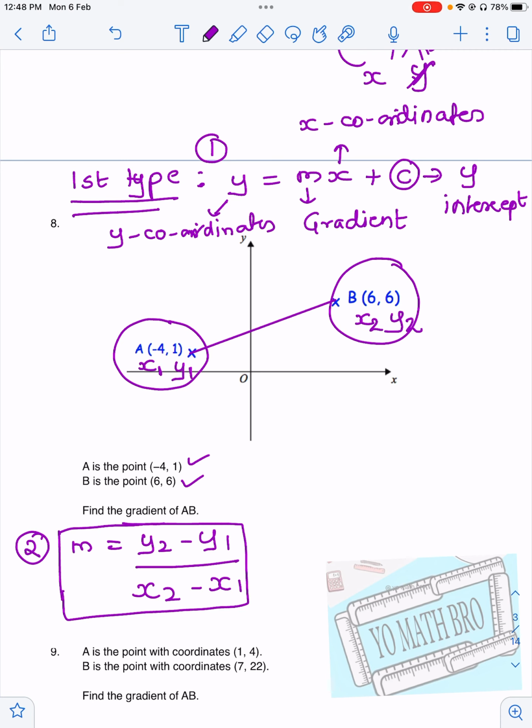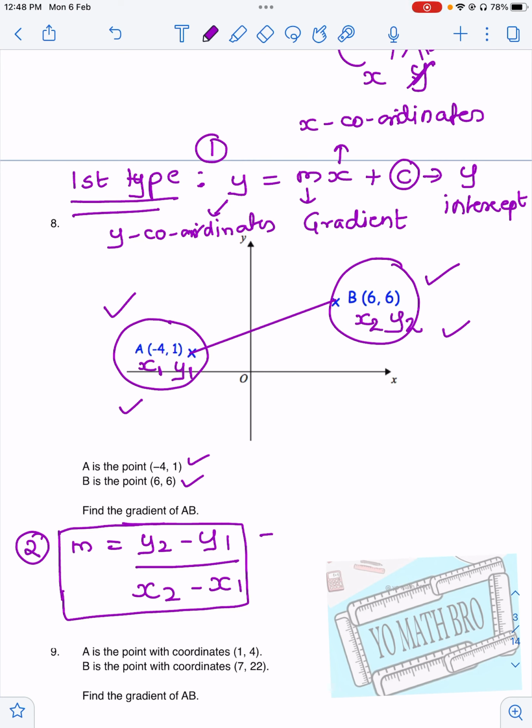Doesn't matter, kids, if you keep this as x1, y1 and this as x2, y2, you will still get the same answer for the gradient, because eventually we are taking both the points. But for my reference, I have taken this as x1, y1 and this as x2, y2. But you can do it in reverse order.